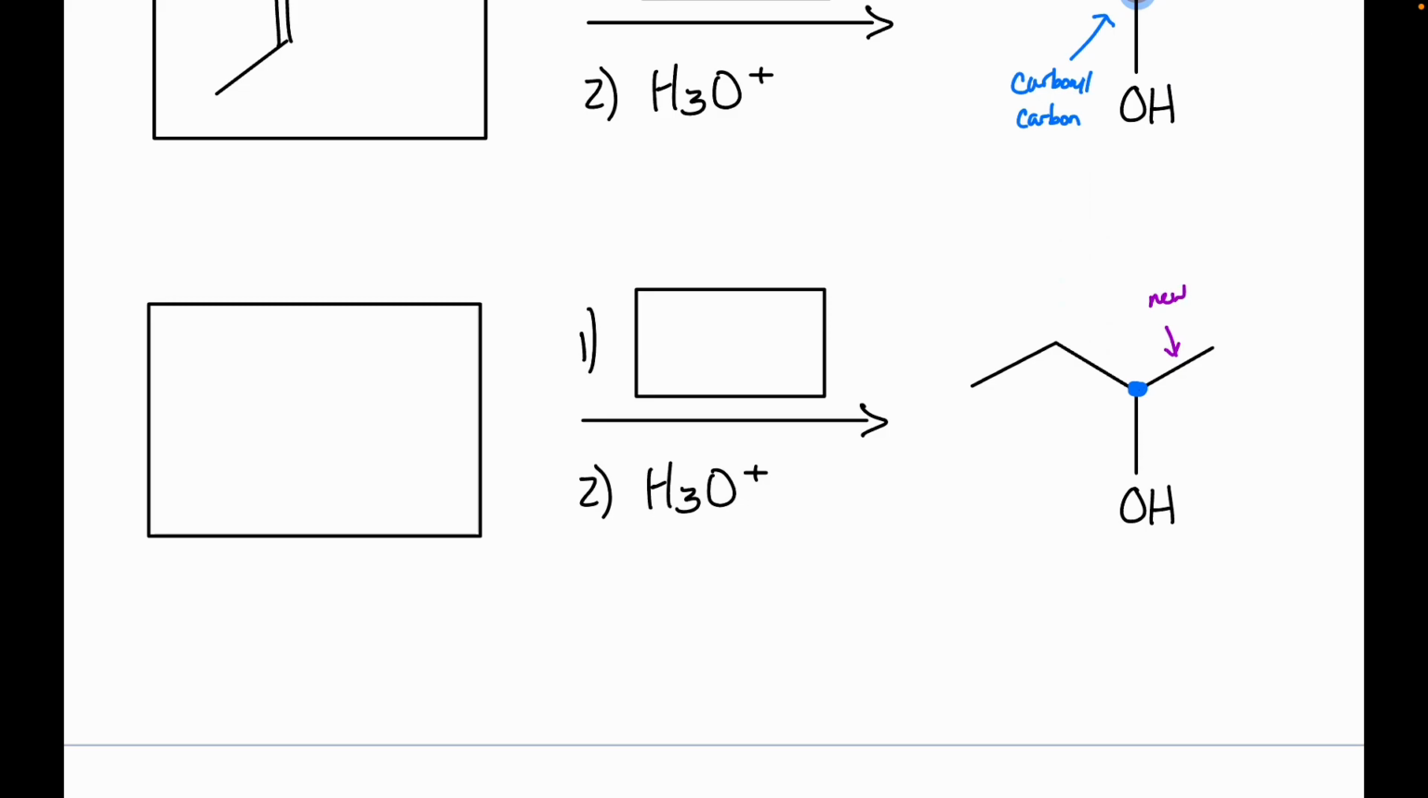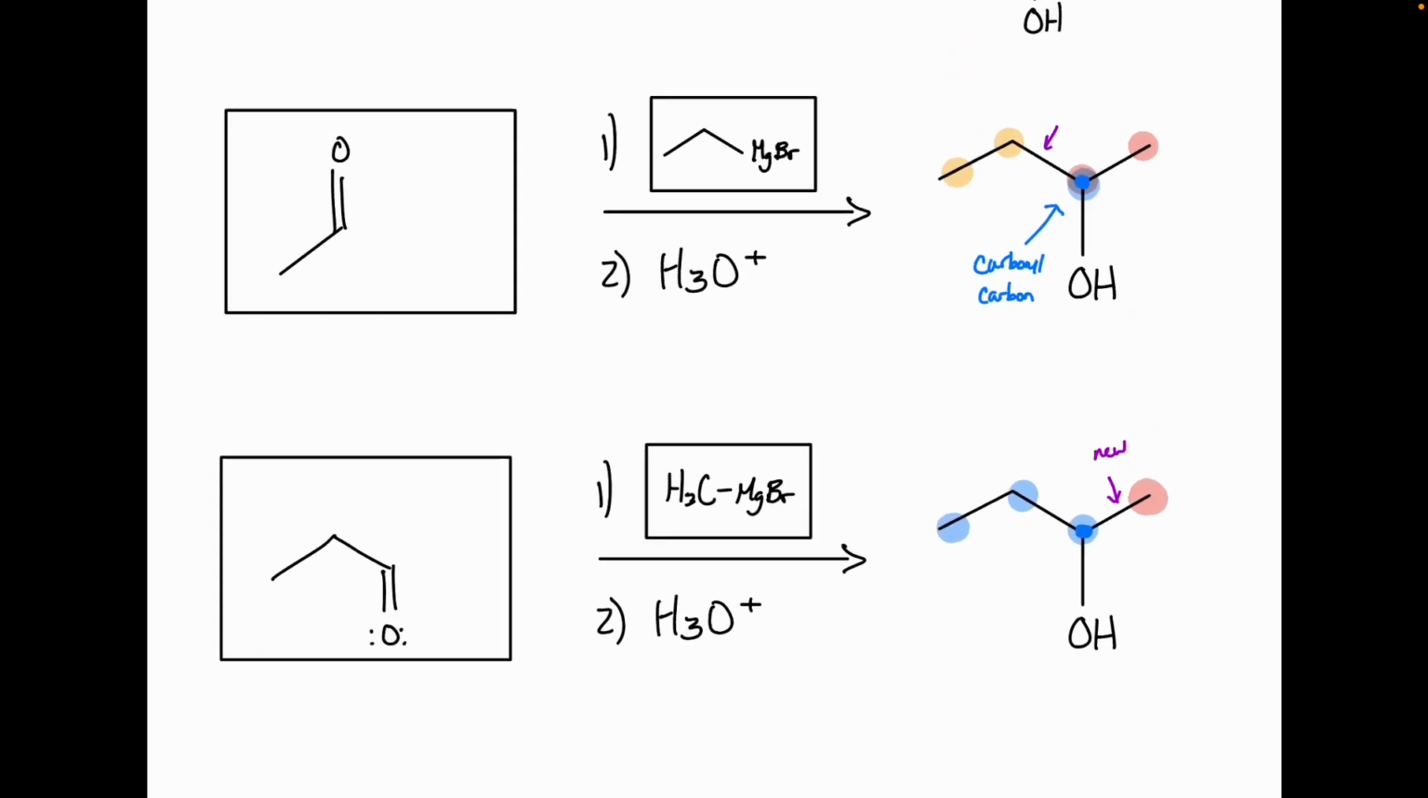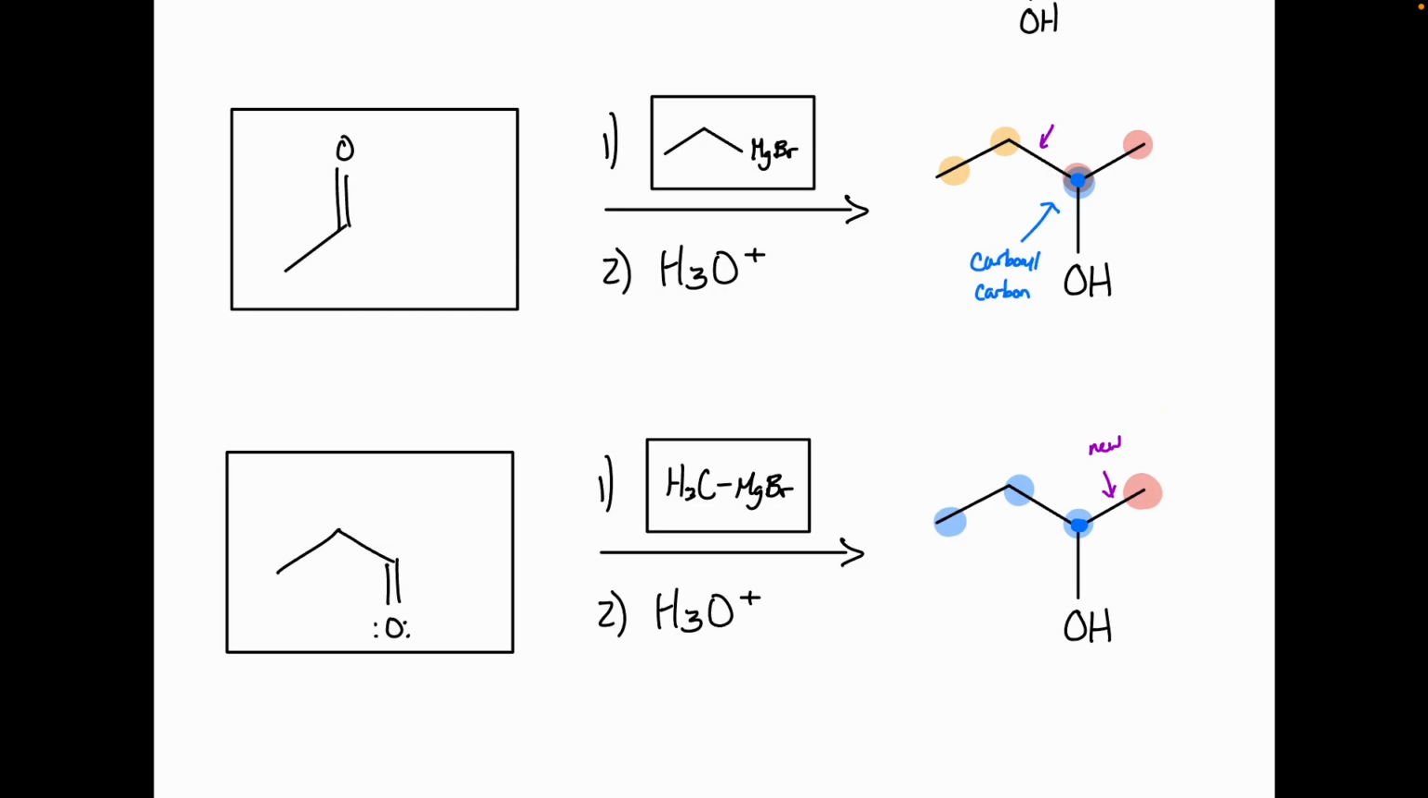So this 3-carbon chunk becomes my aldehyde, and my 1 additional carbon over here would be my Grignard, so a methyl Grignard. And either of these would be perfectly fine solutions. Okay, there's not any sort of rule as to what's a preference over the other.